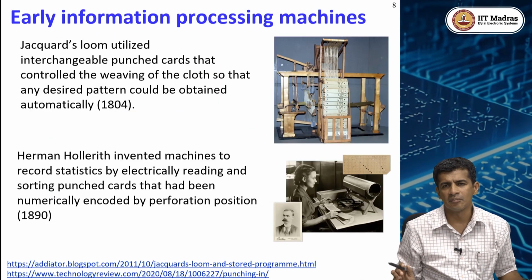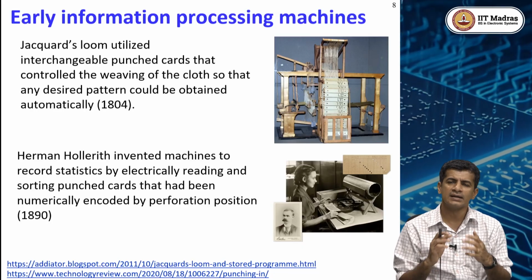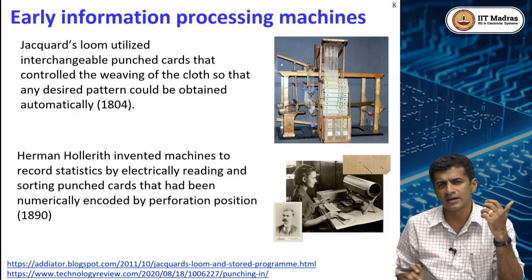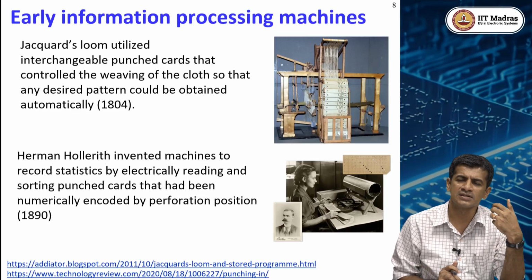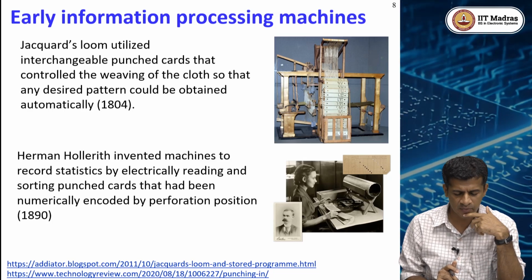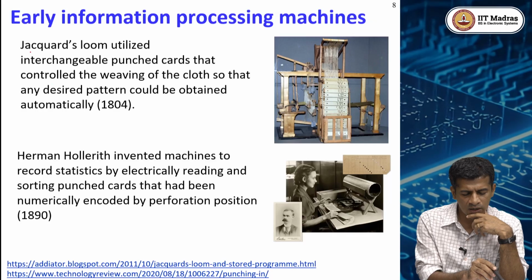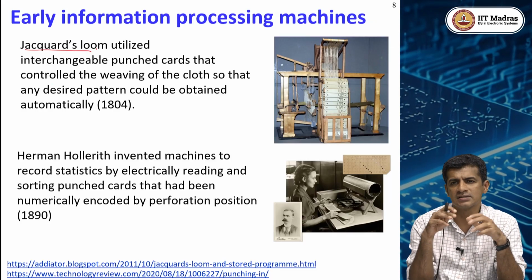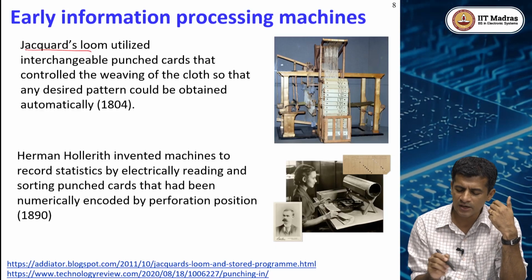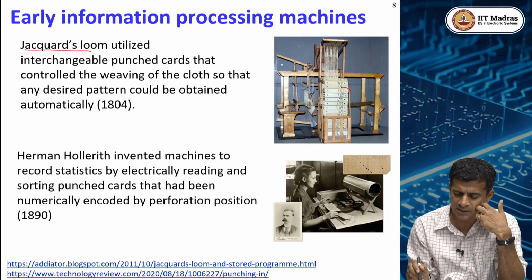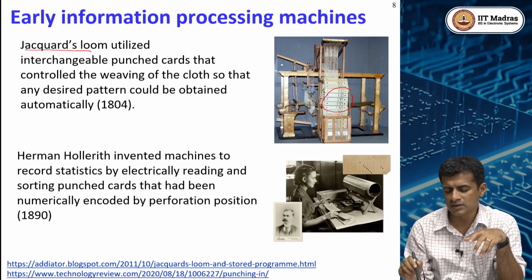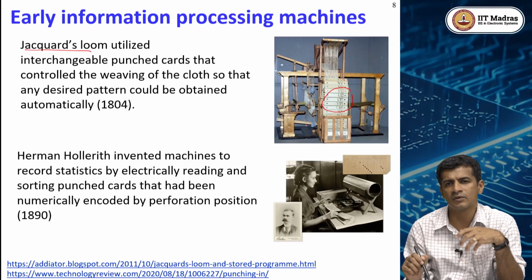Now, let us take a quick look at the history of these semiconducting devices. Even before semiconductors, we have been using information processing machines. These are two classic examples. This is Jacquard's loom, used to print textiles. His innovation was that he used punch cards. You can code the design in the punch card, then the loom reads it and creates a pattern.